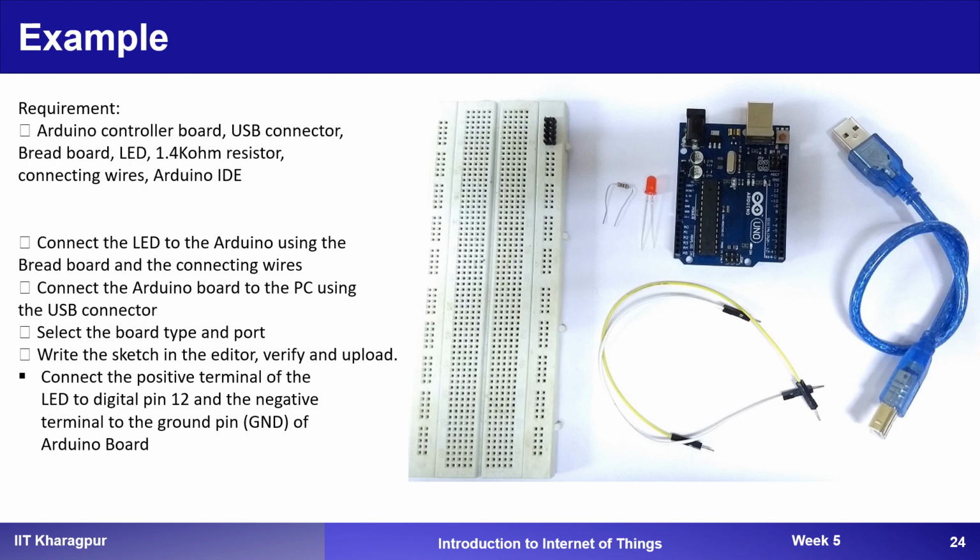Now in this example we want this LED light to blink. For this the requirements are your Arduino controller board, USB connector, breadboard, LED, resistor, connecting wires with the help of which connections can be made, and the Arduino software downloaded on your system.